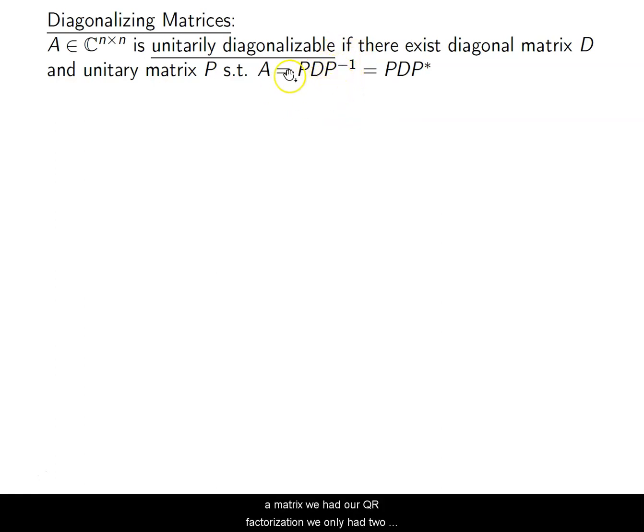We had our QR factorization. We only had 2 matrices, but our Q was the same sort of deal, right? We had the transpose instead of the inverse because the transpose and inverse were the same. So now instead of P inverse, I can just use P star. So once I find P, I want to transpose it and take its conjugate, and that will be enough. I would not have to actually calculate the inverse in that case, which can be a big hassle, especially since we're going to have complex entries, right?